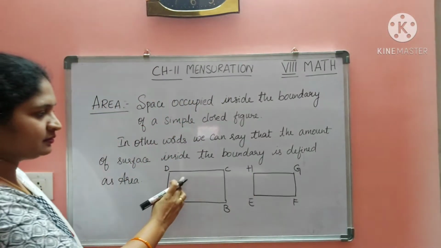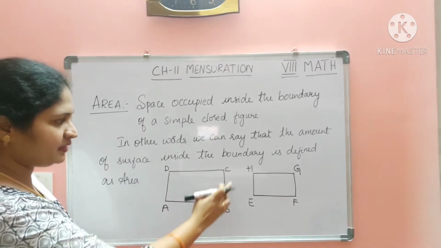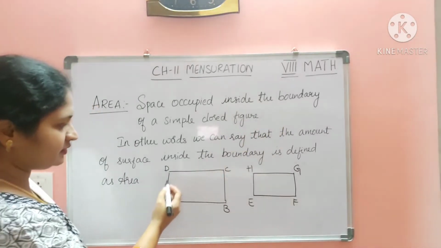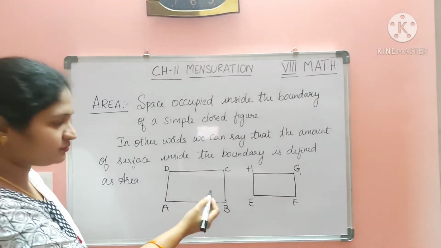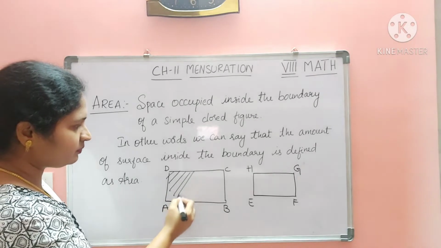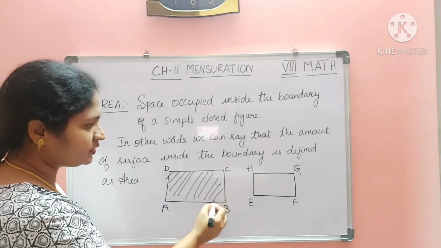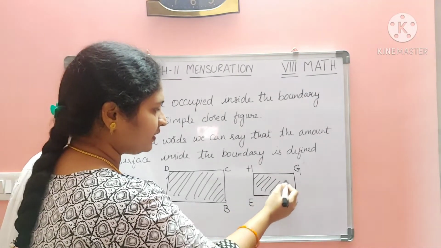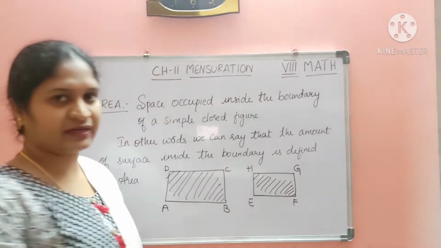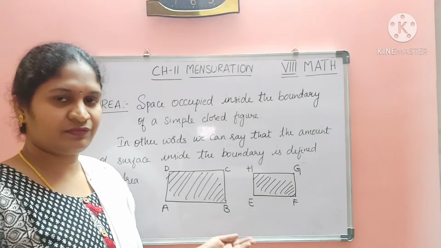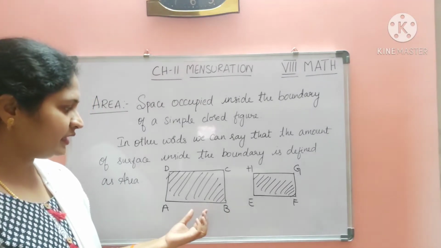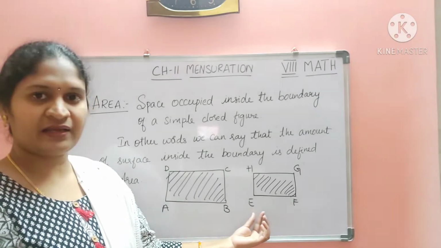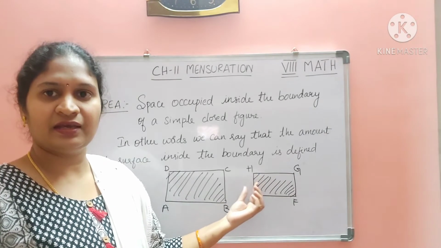What is the area of the rectangle ABCD? It is nothing but the space occupied inside the boundary. Yes, it is a closed figure. So this is the area occupied inside the boundary of a closed figure, and this is the space occupied inside the boundary of this rectangle. Clearly, by observing, we can say that the area of ABCD is more than the area of the rectangle EFGH.